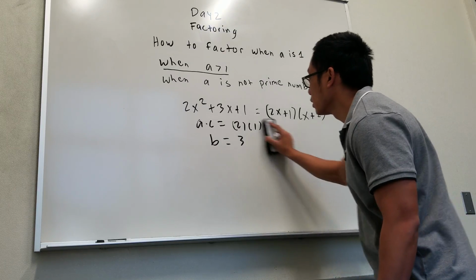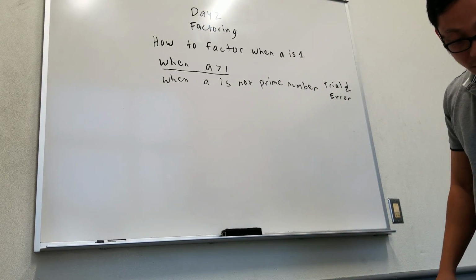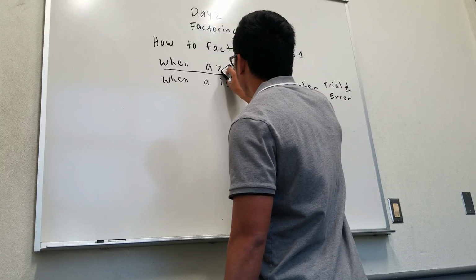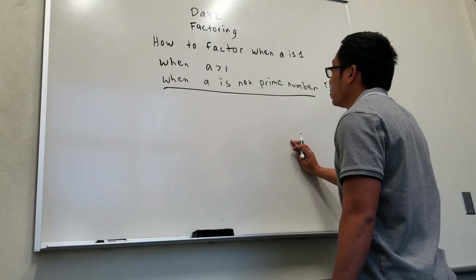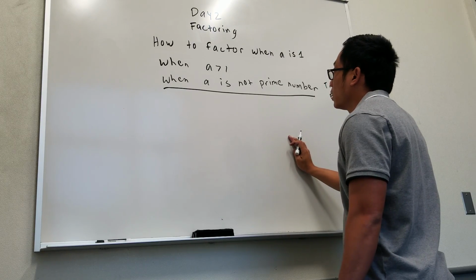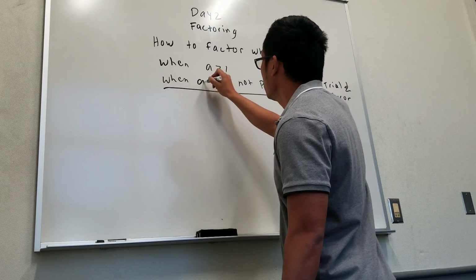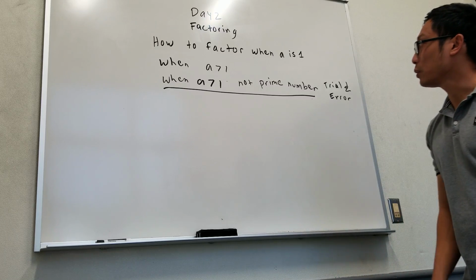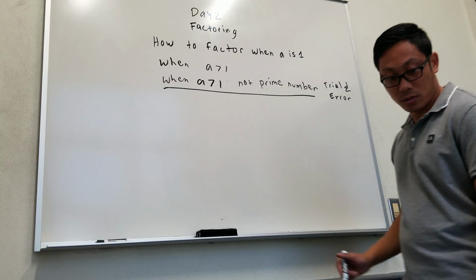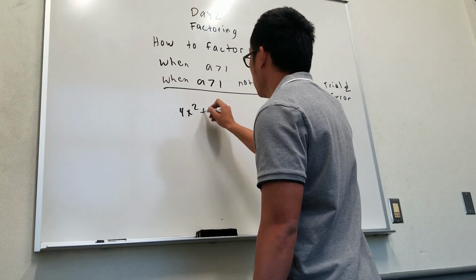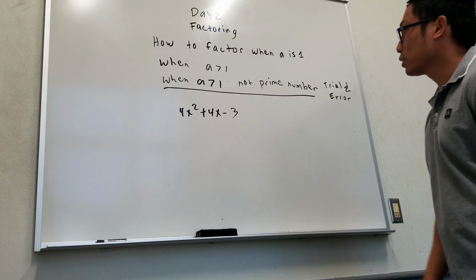All right. Now we're done with that. We're gonna talk about when a is greater than 1 and not a prime number. That means, oh yeah, that's not being specific, because 1 is actually not a prime number. So when a is greater than 1 and not a prime number, just keep in mind 1 is not a prime number. Okay, so let's do 4x squared plus 4x minus 3. This is some practice. Let's practice.